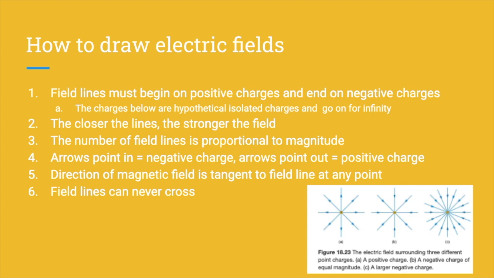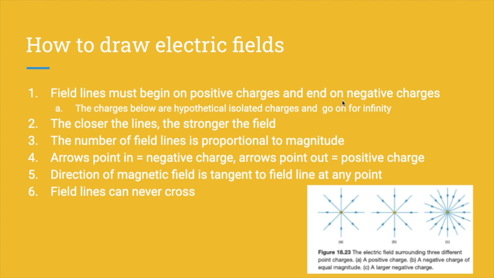Number three, the number of field lines is proportional to the magnitude of the electric field. Number four, arrows pointing in means that there's a negative charge. If the arrows point out, it means there's a positive charge. Number five, the direction of the electric field is tangent to the field line at any point. And number six, field lines can never cross.